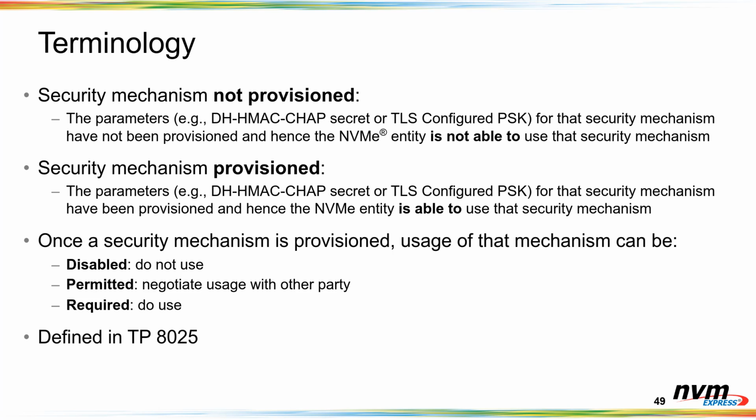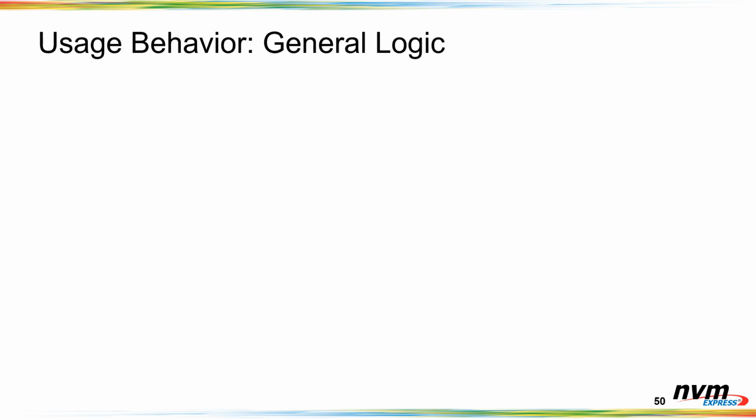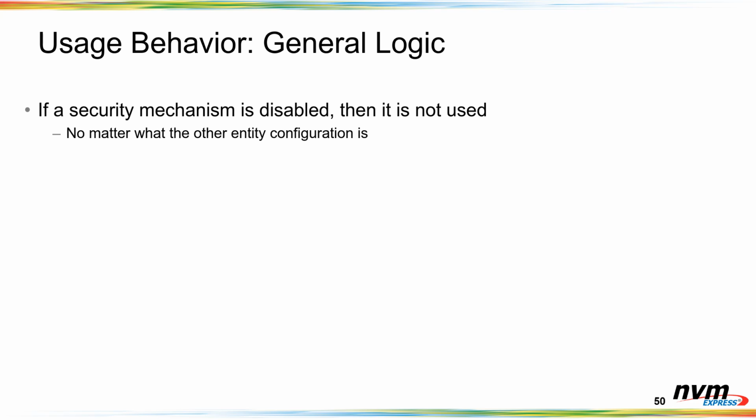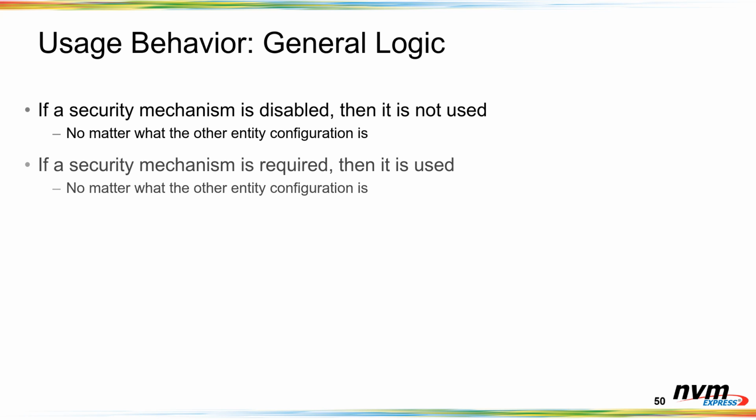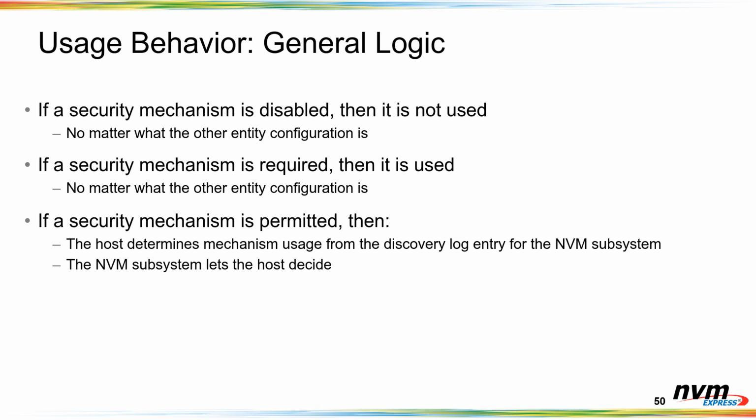Once a security mechanism is provisioned, the usage of these mechanisms can be disabled, permitted, or required. Disabled means no matter what the other entity does, or what support there is in the fabric, I don't use it. End of story. Required means, no matter what happens in the other entity of the fabric or not, I have to use it. This is what I'm saying here. And finally, we have the permitted state.